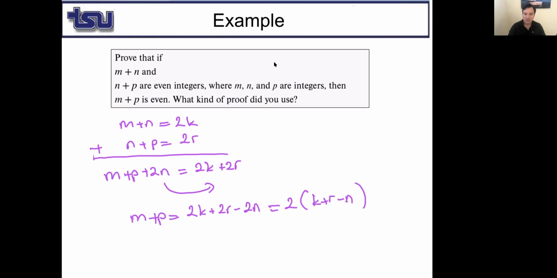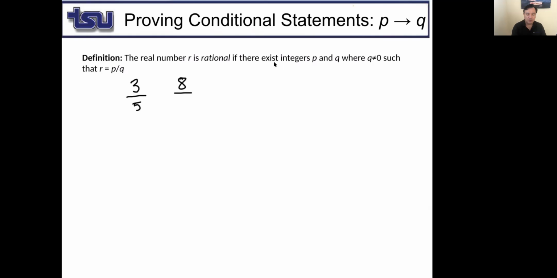Okay, here is another example. Rational number. What's a rational number? First, let's define it. For example, 3 over 5 is a rational number. 8 over 6 is a rational number. Okay, 11 over 3 is a rational number. Or 121 over 256 is a rational number.